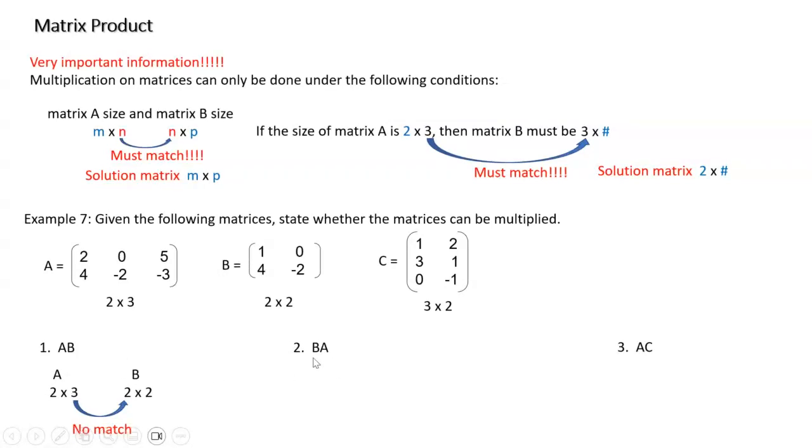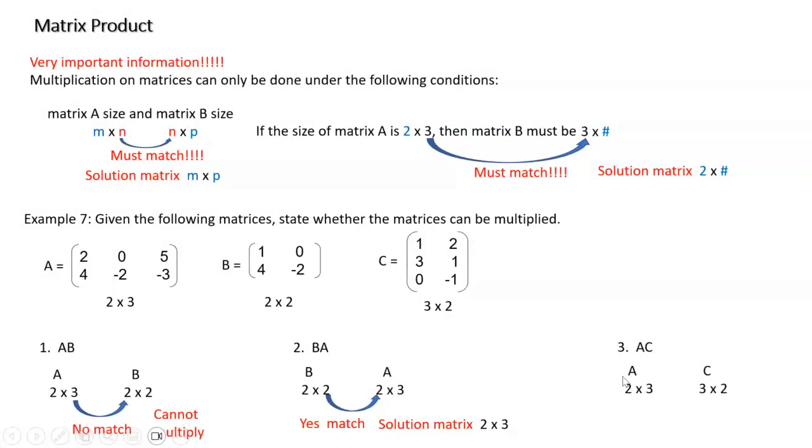Okay. Now how about if we invert them? Instead of multiplying A times B, how about B times A? Well, let's put them together. Since B is first, we have to put matrix B first, the size. So matrix B was a 2 by 2, and matrix A is a 2 by 3. So can it be done? Yes, it can. Yes, a match. So the answer will be a 2 by 3, which are the outers.